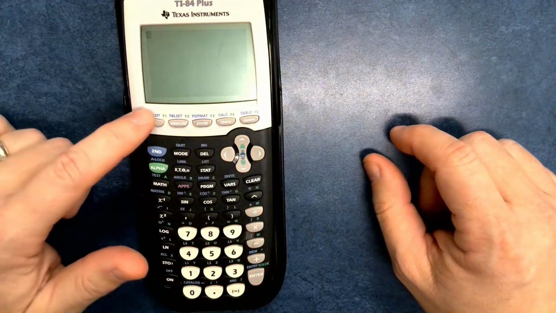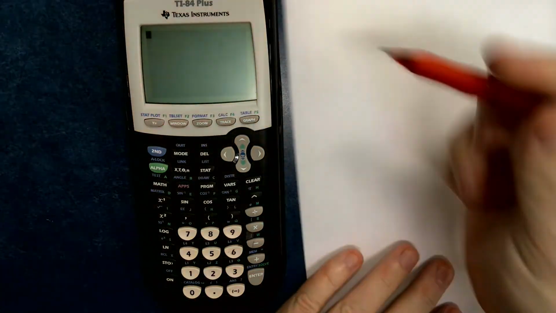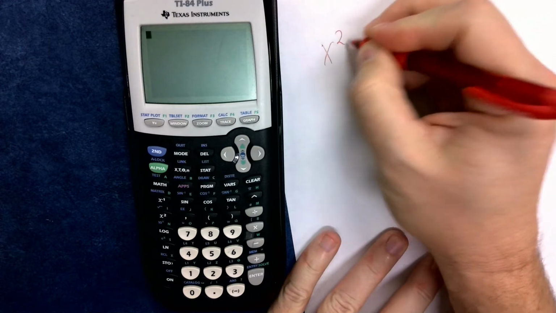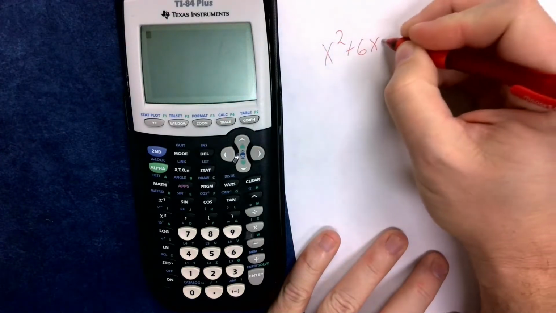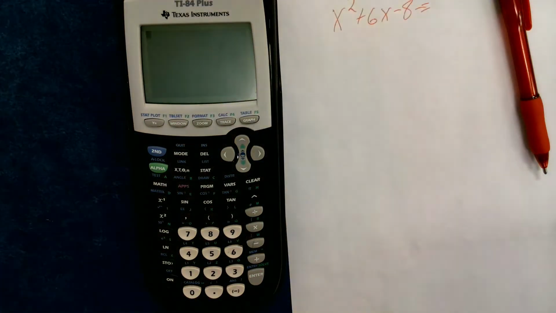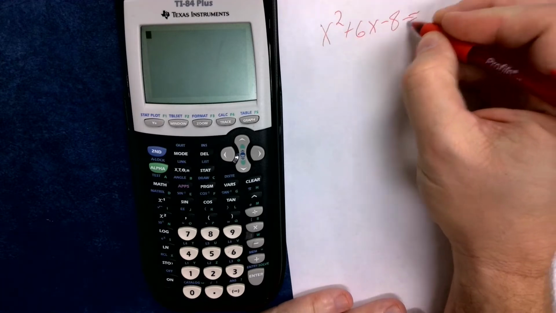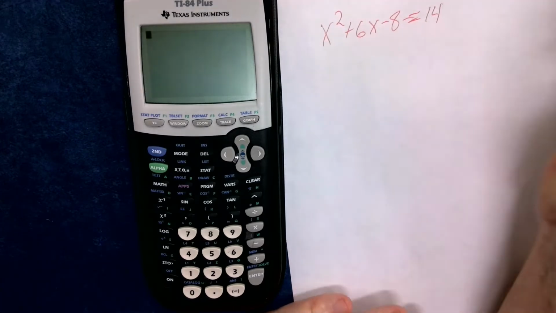Okay, so let's say that we had a quadratic equation, and we're going to say that we got x squared plus 6x minus 8, and it equals, hold on, power went out. Yeah, there we go. X squared plus 6x minus 8 equals 14.